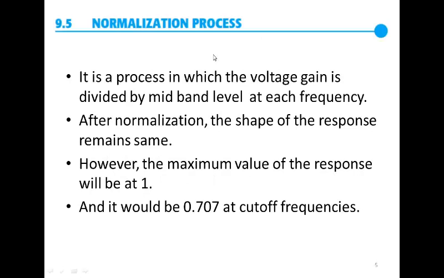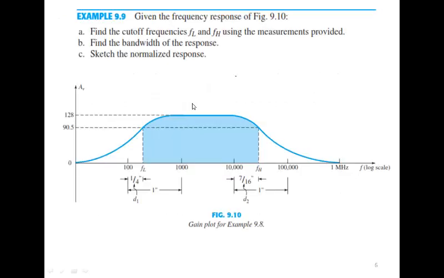So what is the normalization process? It is a process in which the voltage gain at each frequency is divided by its midband level. So what you do is, you have a gain versus frequency plot. This is gain, and this is frequency. So your gain is changing with frequency.